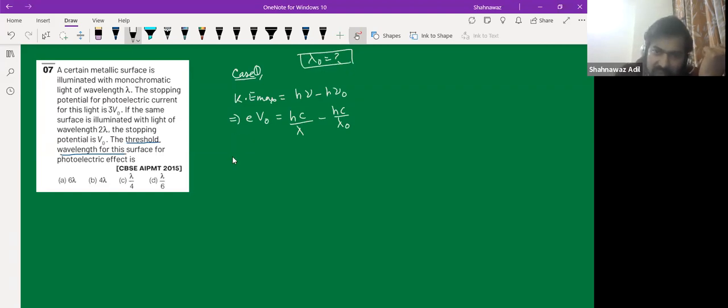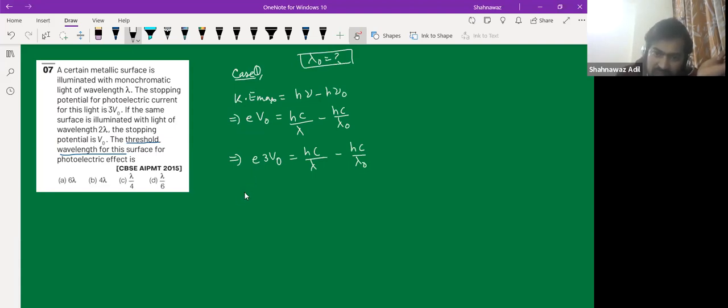In case one, the potential they have written is 3V naught, so this is 3eV naught, and this is hc. You can take it common, and then this is hc by lambda. This is one equation. Now what is the second case?